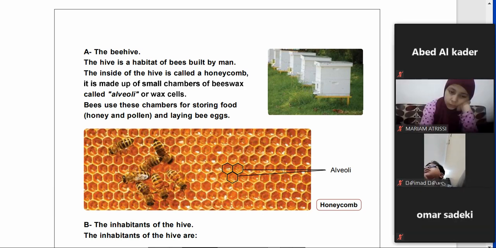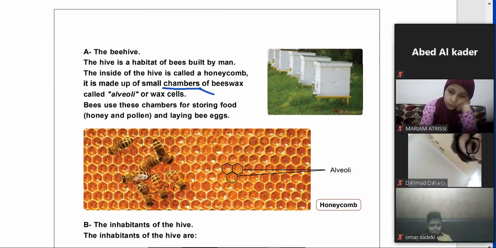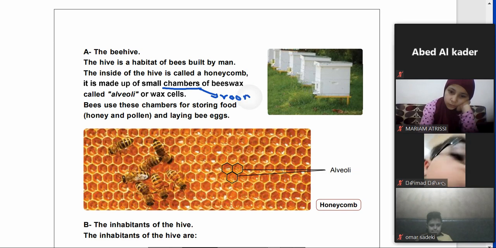So these chambers, or these rooms, for example, chamber means room. What are these chambers or rooms used for? They are used for storing food and laying the bee eggs. So these chambers are for storing food and laying eggs.